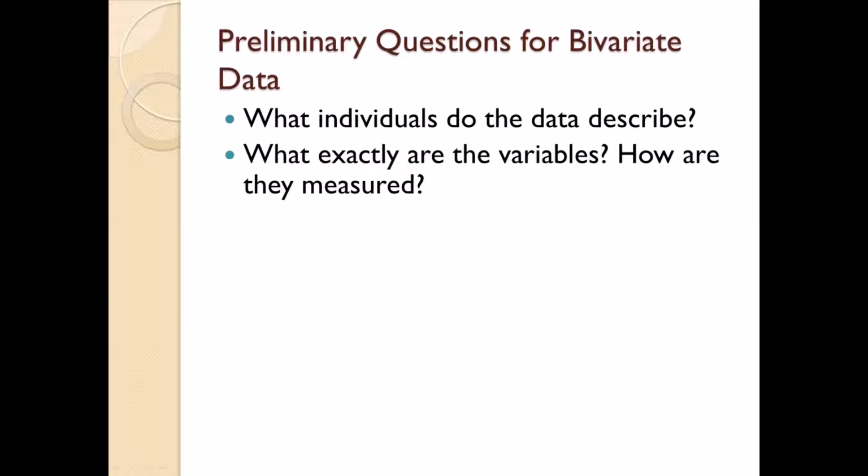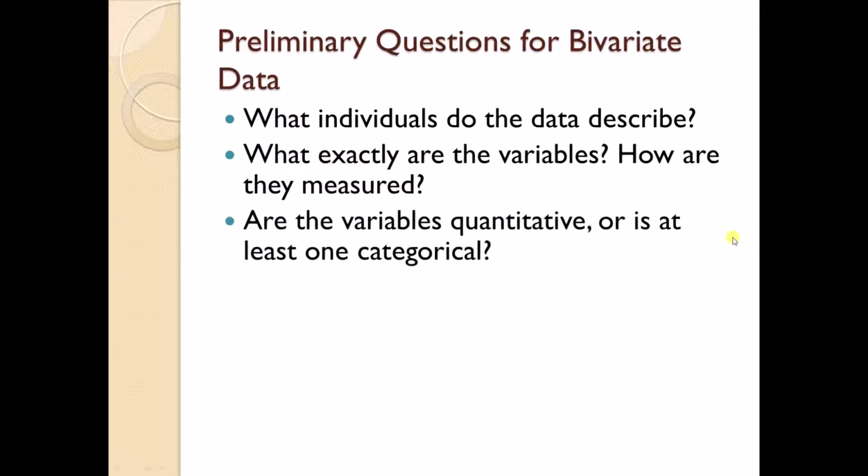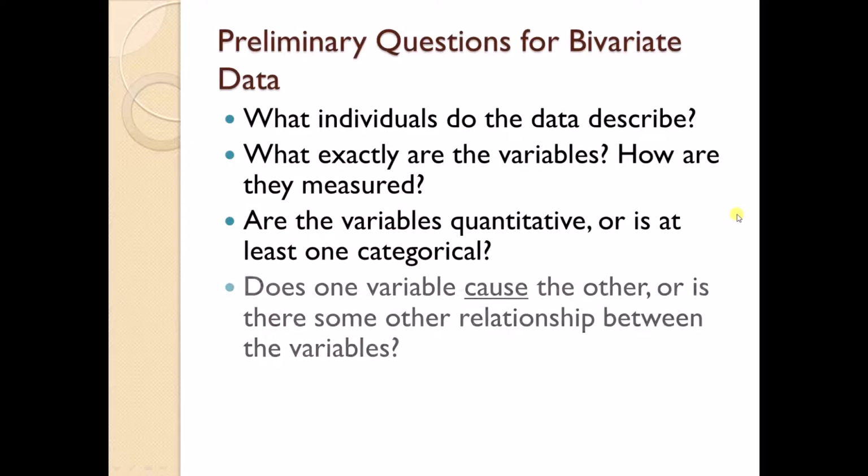What exactly are the variables? What are we measuring? How are they measured? What are we comparing to what? You've got to let your reader or anybody who's interested in your work understand what you've done. Are the variables quantitative, or is at least one categorical? That's important. It will determine the nature of the process.